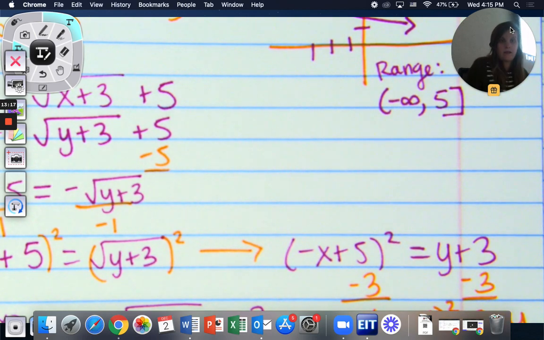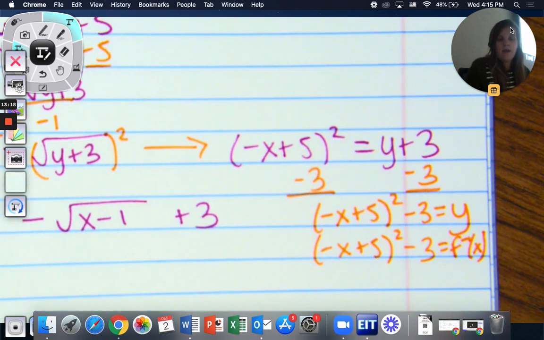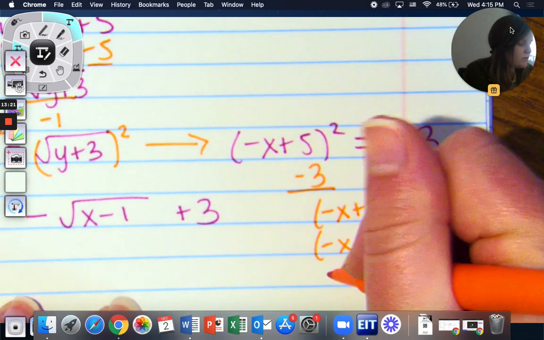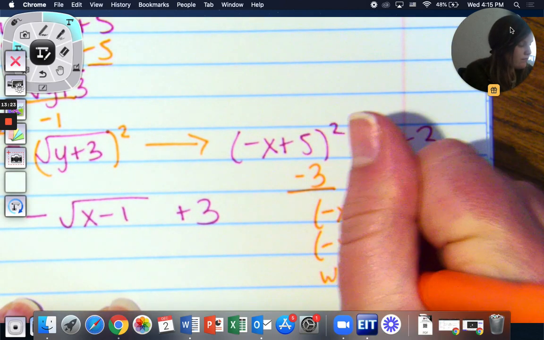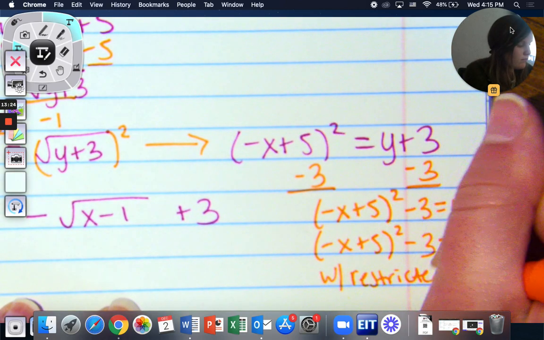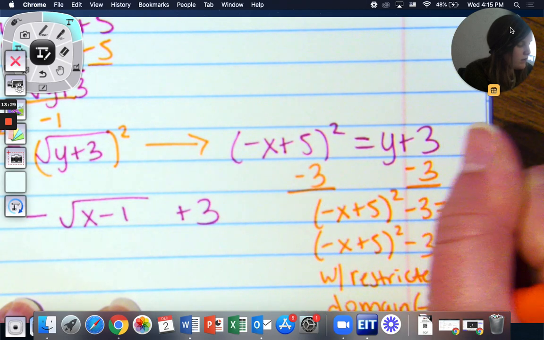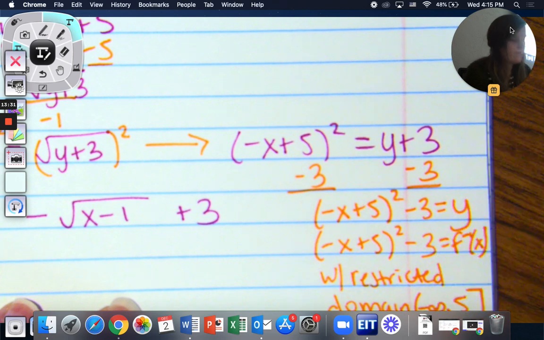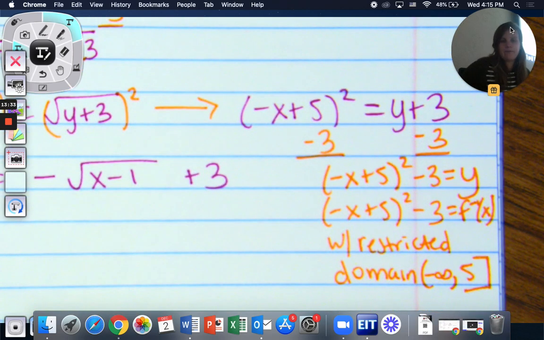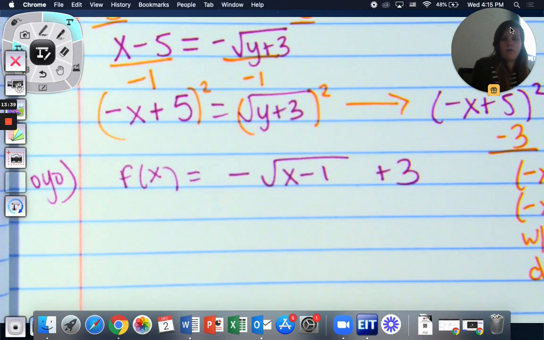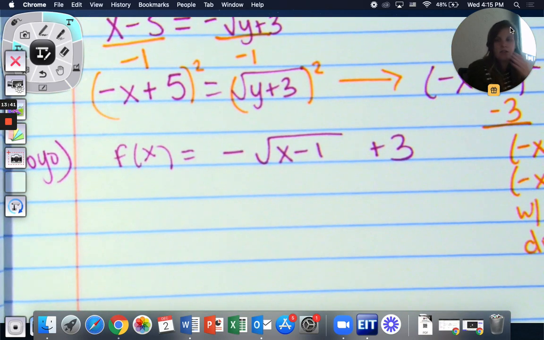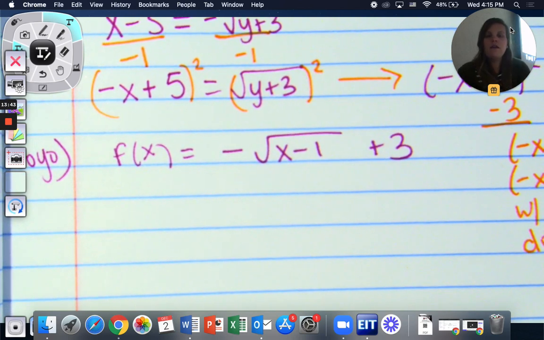Oh, you can't see that. That might be helpful. And then you would just say with a restricted domain of negative infinity to 5. Okay? Alright, so let's look at this OYO. Try that. Pause your screen and see what you can do.